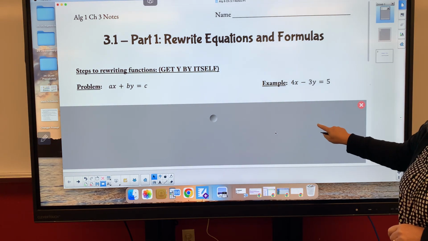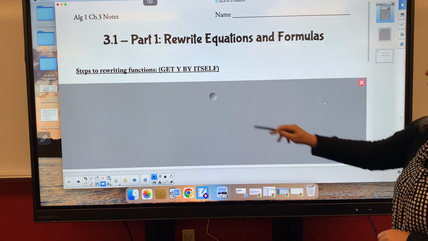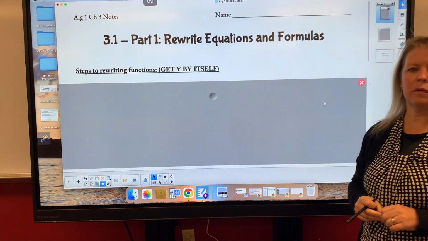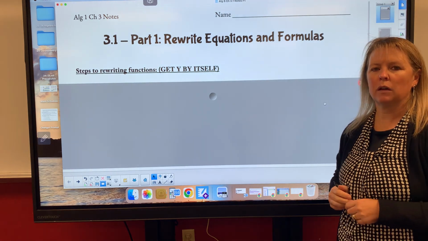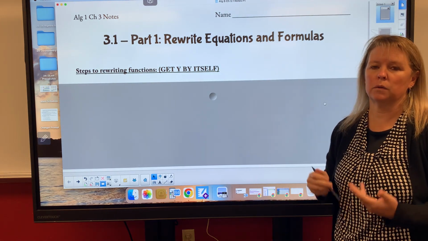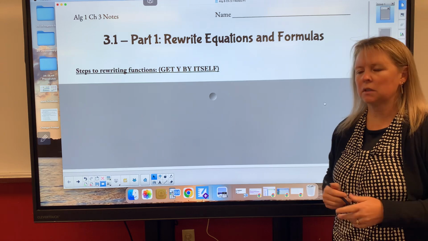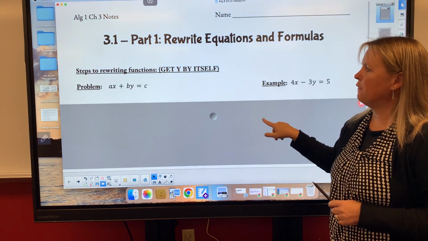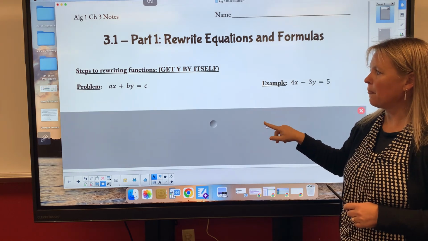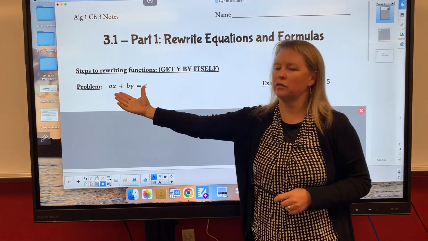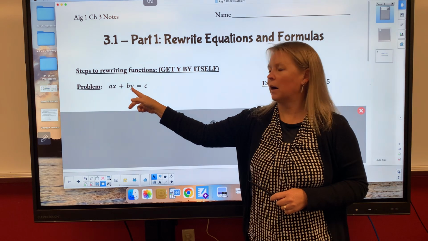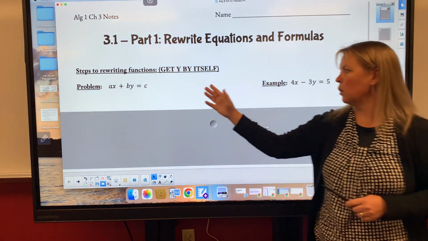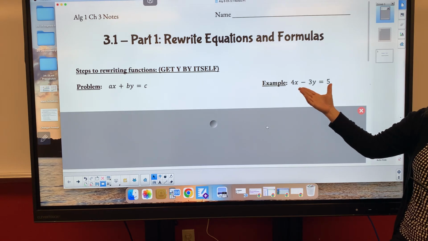We're going to rewrite functions, which means get y by itself. We're used to getting a variable by itself. We've done that before in all of solving equations, but there was only a single variable. It was most of the time an x. Sometimes it was a different letter, but now we are only getting y by itself. It's called function form, and the problem will be given in this format where x and y are variables and a, b, and c are numbers. So it would look more like this that you see over here.